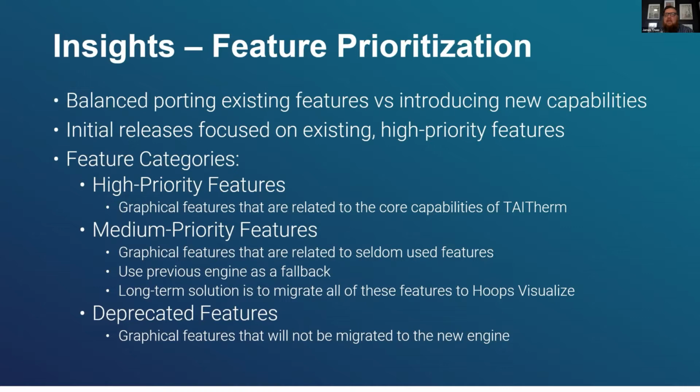And then there was a large group of medium priority features that may be seldomly used, but they are still important to our users. And so this allowed us to have this fallback where the user could always fall back to the previous engine. And then throughout this process, there were a few features that had just been sitting there for years that really nobody was using, that we identified that could be deprecated.